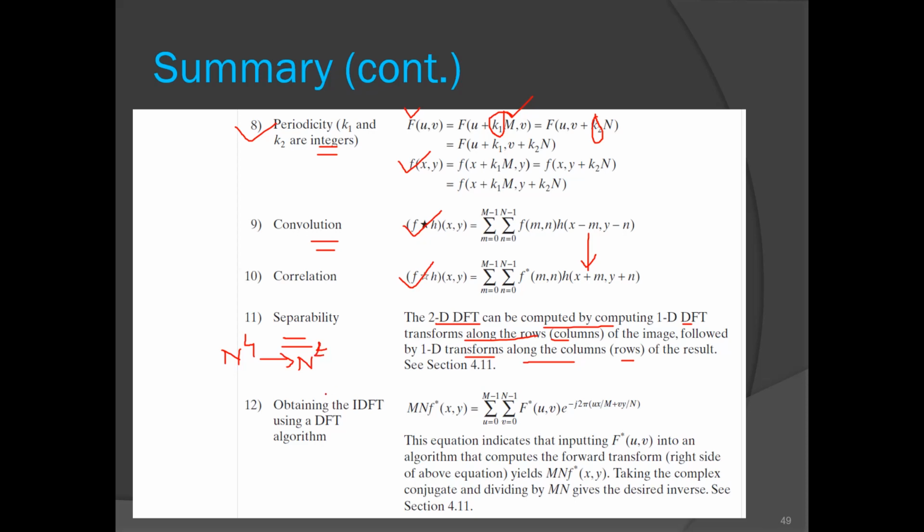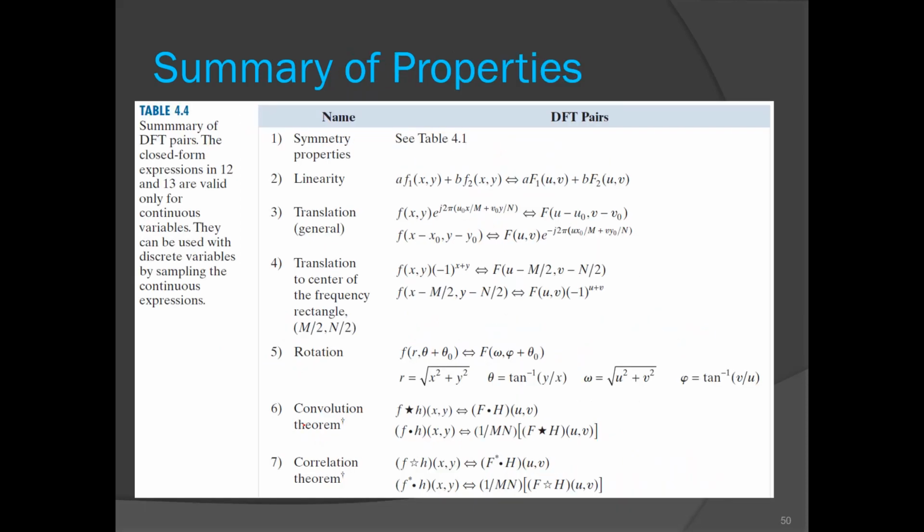So these are the summary of properties. So we have seen a symmetry property, where we have seen F of (u, v) equals the complex conjugate of F of (-u, -v). We have seen the linearity property. So it is distributive over the addition but not distributive over the multiplication.